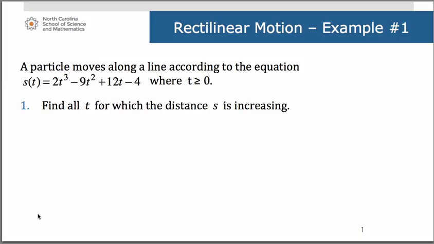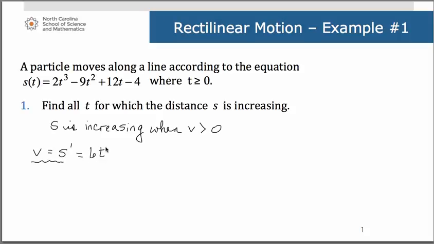So the first thing we want to determine is the time values for which the distance of this particle is increasing. Now remember the rules that we have. The distance s is going to be increasing when velocity is greater than 0. So the velocity we obtain by taking the derivative of the position function. Establishing this relationship right here is very important, so be sure to do that. That gives us 6t squared minus 18t plus 12, and we want to see where that is greater than 0. One easy way to do that is to solve it graphically.